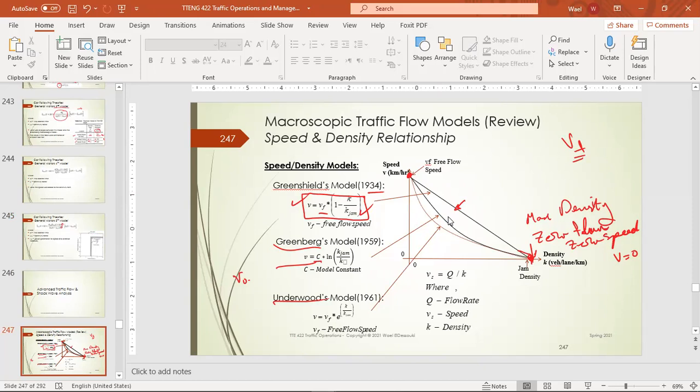However, for simplicity, we will use the Greenshields model because it's linear, and it says that at maximum density the speed is 0, and at maximum speed the density is 0, and that's very simple. The speed varies linearly with the density, and that's the shape of the function that was proposed for the Greenshields model. Any questions so far?